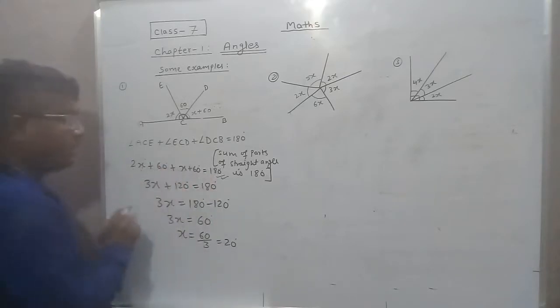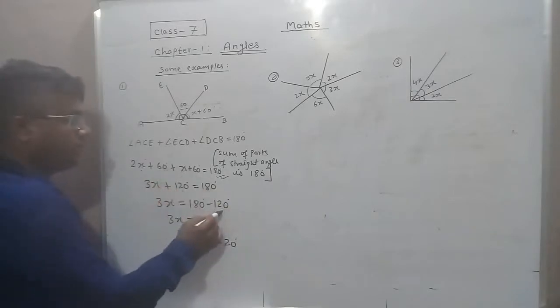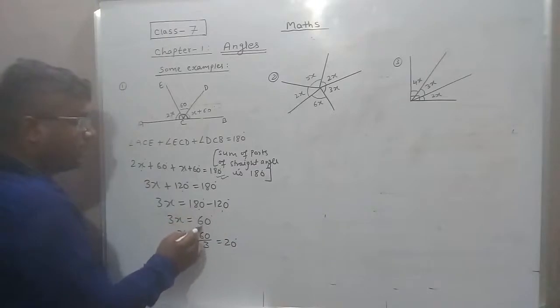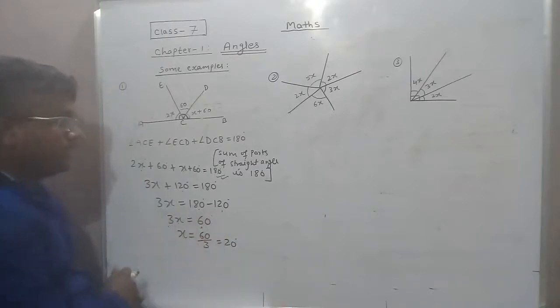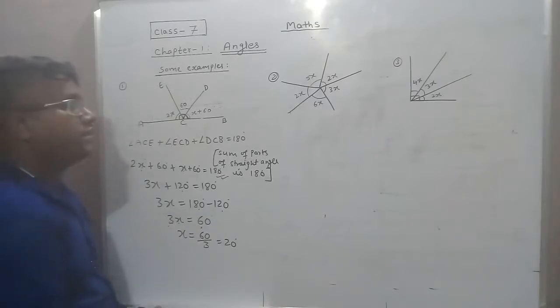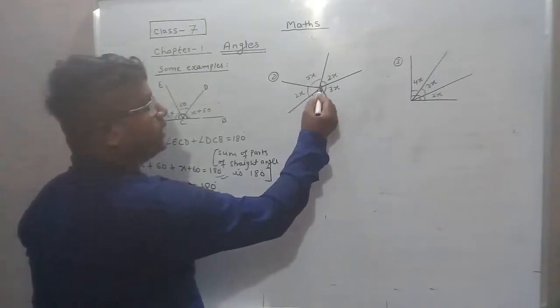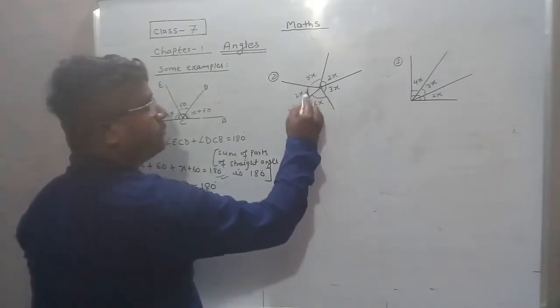So 2x plus 60 plus x plus 60 is equal to 180 degrees. 2x plus x are like terms, so 3x, and 60 plus 60 is 120. Transfer 120 to the right hand side. After subtraction you will get 60. So 3x means 3 into x, transfer this 3 to the right hand side, it will divide and you will get the answer as 20.